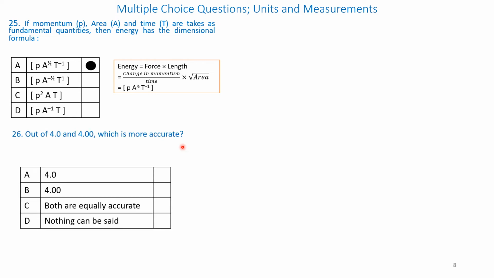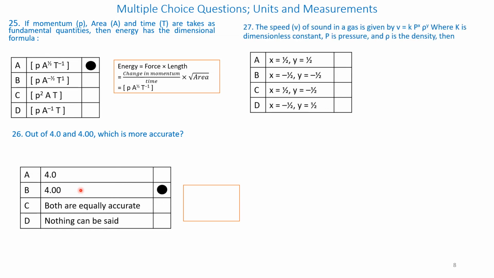Next question. Question number 26. Out of 4 and 4.00, which is more accurate? So 4 options are given. Option A 4.0, option B 4.00, option C both are equally accurate, option D nothing can be said. So let us analyze. Remember that option B has 3 significant digits, 4.00. So option B will be more accurate. You have to remember.